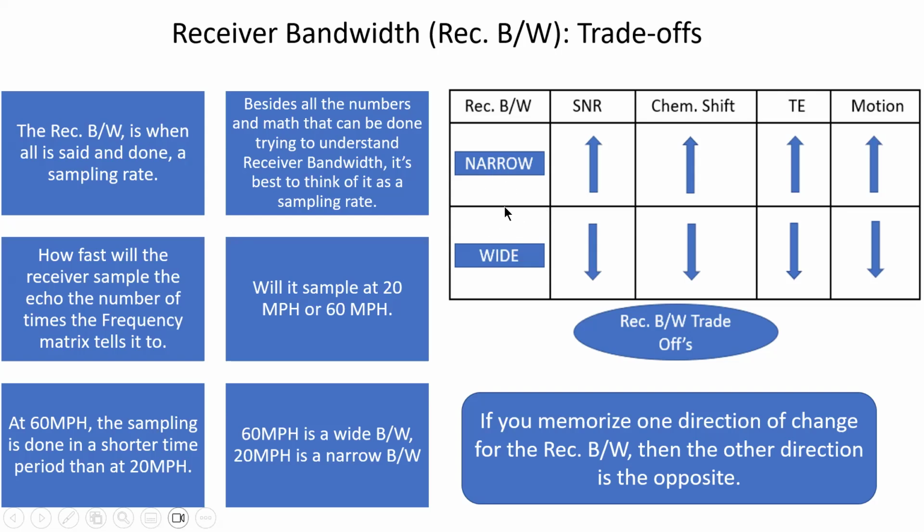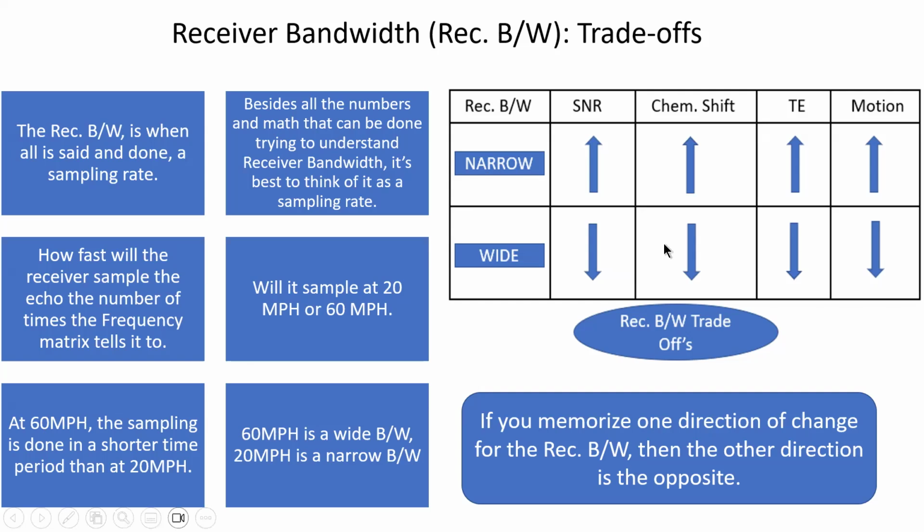All right. So a wide versus narrow. Wide receiver bandwidth is a fast sampling rate. So you're going to sample the echo fast, or you're going to sample the echo slow. So my analogy that I use is narrow is 20 miles an hour. You're going to sample the echo, or wide, you're going to sample it at 60. So you've got a certain amount of work to do to sample that echo. Are you going to do that work at 60 miles an hour or 20 miles an hour? Okay. 20 miles an hour is going to take you longer.